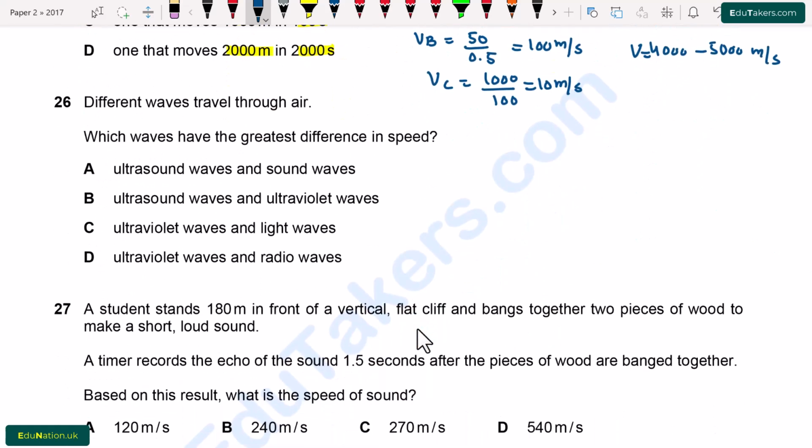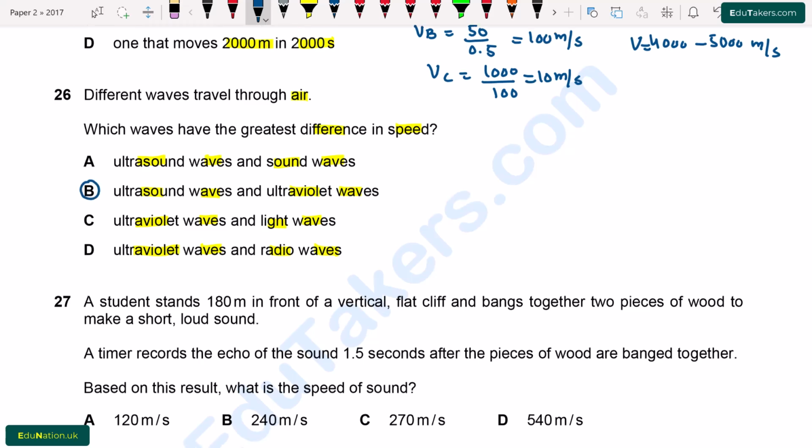Question number 26. Different waves travel through the air. Which wave have the greatest difference in speed? Option A, ultrasound waves and sound waves. B, ultrasound waves and ultraviolet waves. C, ultraviolet waves and light waves. D, ultraviolet waves and radio waves. From here, option B is correct because the greatest difference in the speed is for the ultrasound waves and ultraviolet waves. So option B is correct from here.